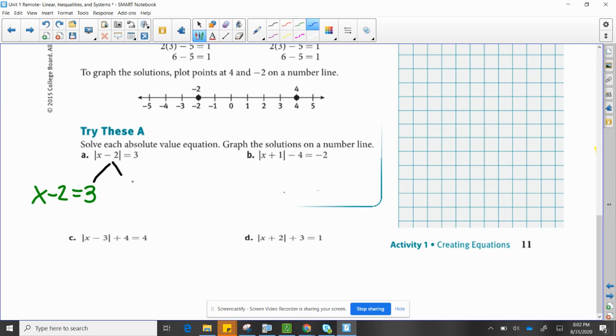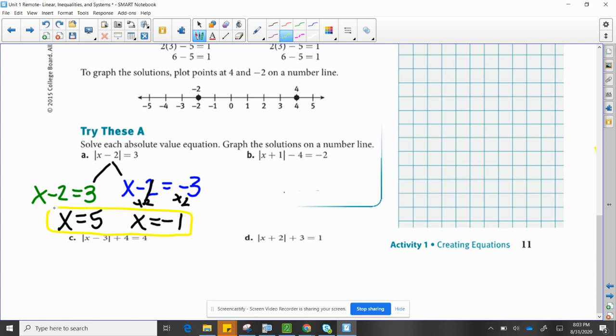Our second equation, the left side stays the same. So x minus 2 is still there. We just have to flip the sign of the 3. So now we have one equal to positive 3, one equal to negative 3. And then we just go ahead and solve this like a regular linear equation. So I'm going to add 2 to both sides here and get 5. And add 2 to this side. So if I have negative 3 plus 2, I'm going to get negative 1. So there's my two answers. So 2 equations, 2 solutions.